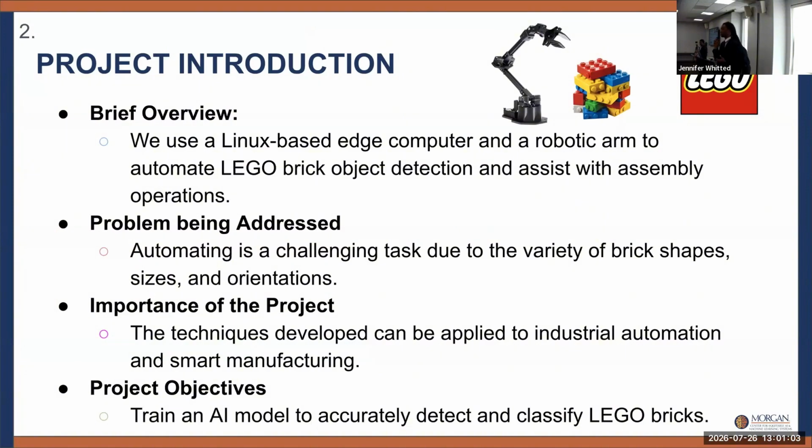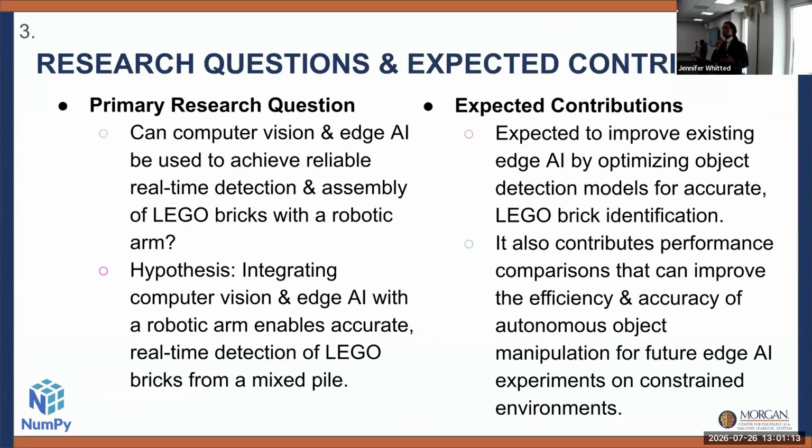So our main project objective is just to see if we can train an AI model so it can accurately detect Lego pieces, but also be able to assemble those Lego pieces. And now this moves on to our research question. Would real-time object detection with a camera and Lego brick assembling with a robotic arm be a step forward in bridging the gap between computer vision and edge AI applications?